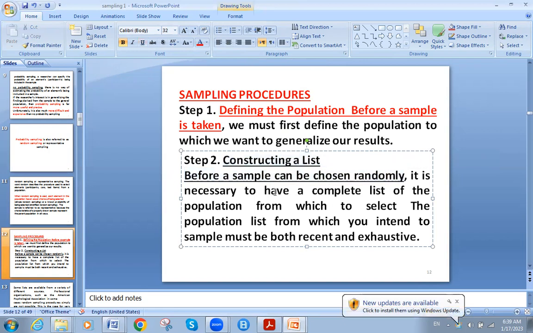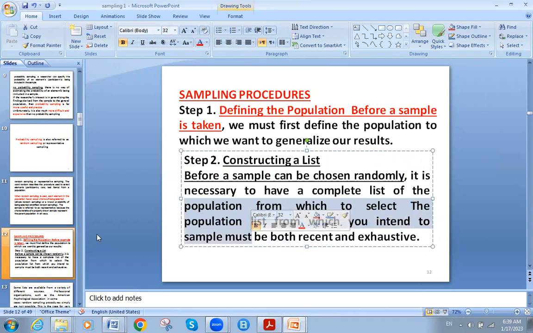It is necessary to have a complete list of the population from which you intend to select the sample. If the population is small, like around 30, 40, 100, 200, then prepare a list of the population. So the second step, like here I will highlight it in red: construct a list before the sample can be chosen.